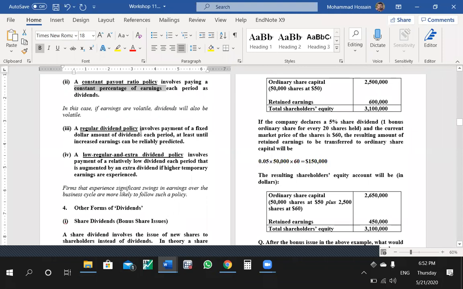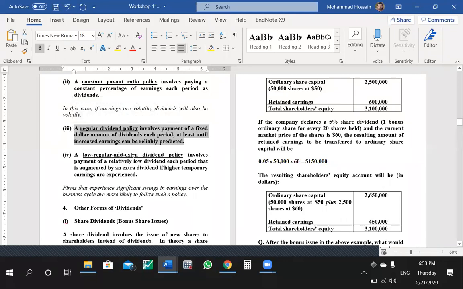Regular dividend policy is another one. This involves payment of a fixed dollar amount of dividend each period. Some portion of a fixed amount will be paid, at least until increased earnings can be reliably predicted. So until they know about the extra earnings, they will give them some cash amount as dividend.